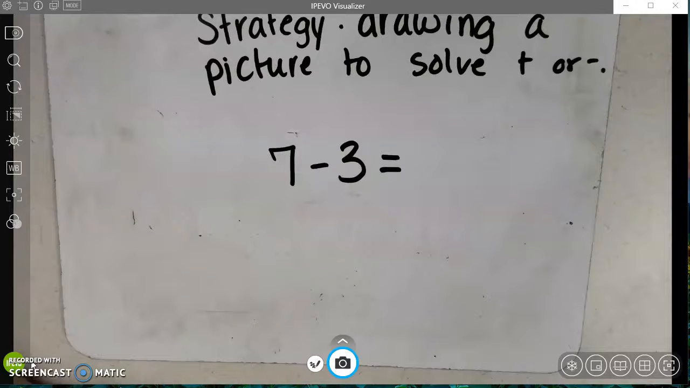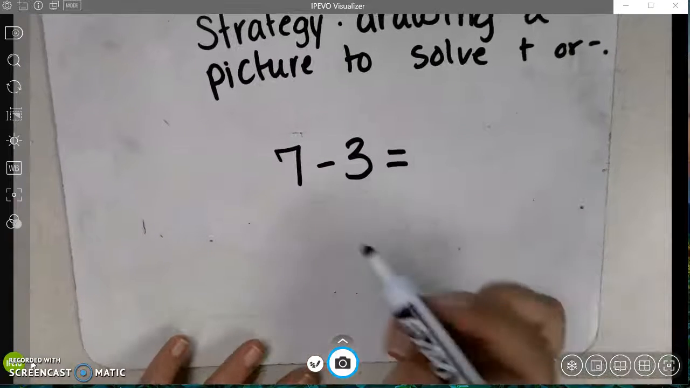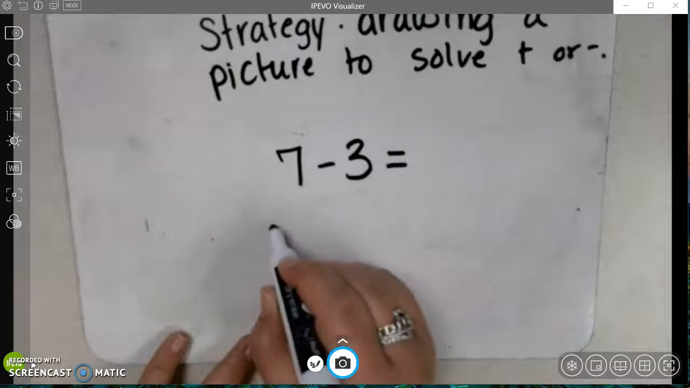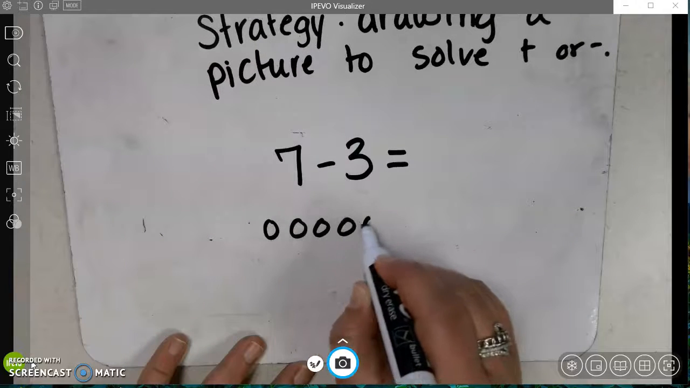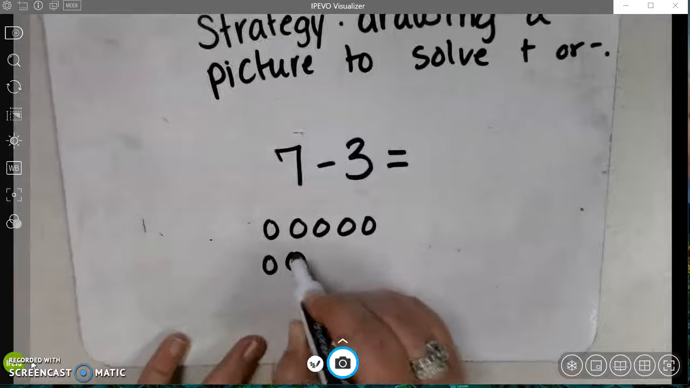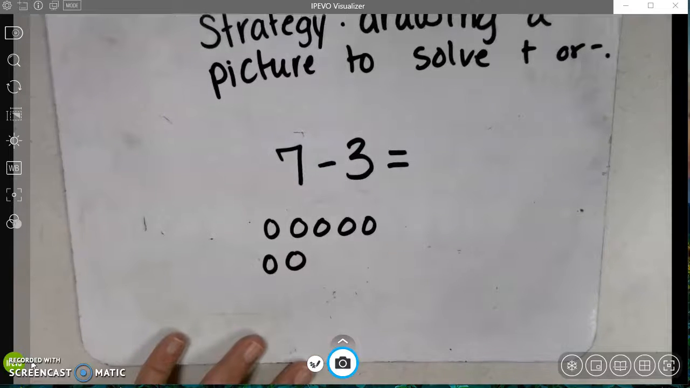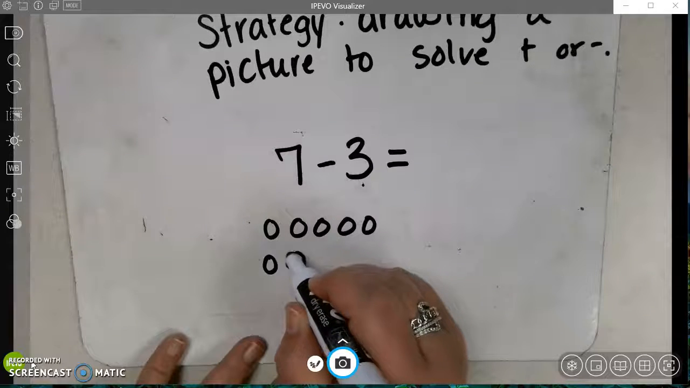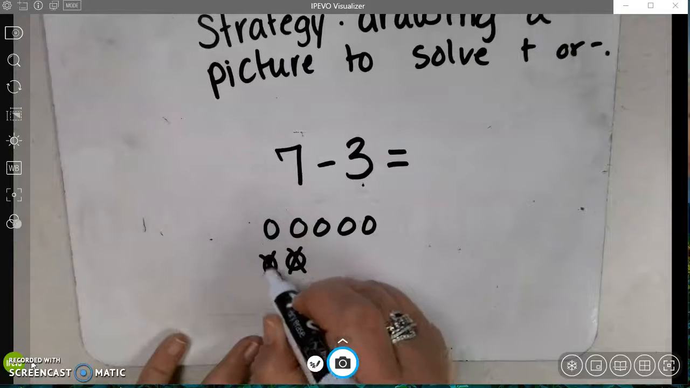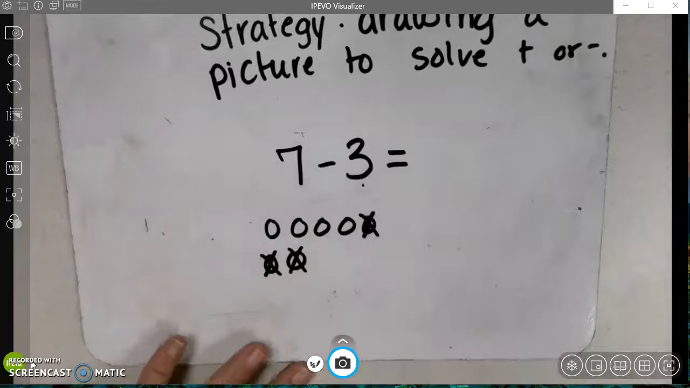All right, friends, did you solve it? What answer did you get? Okay, that's a good answer. Let's check and see. First, we need to draw 7 circles. 1, 2, 3, 4, 5, 6, 7. All right. How many am I putting X's through? 3 of them. 1, 2, 3.